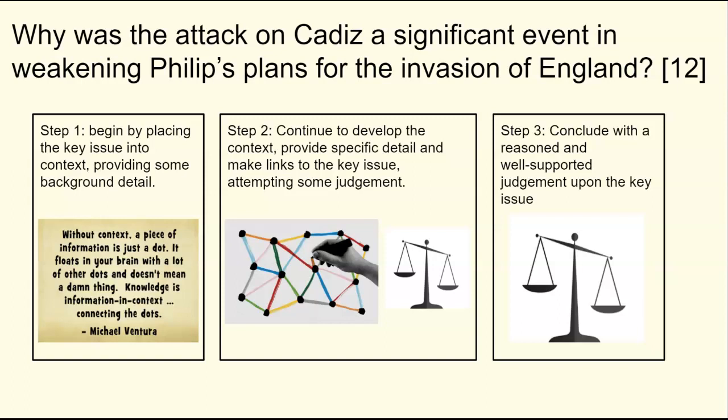So you'd give a specific detail and then you'd say to yourself, does this prove that it was significant for weakening Philip's plan? Then you'd make another point. Does this prove that it was significant in weakening Philip's plan? You need to keep asking yourself that question. And ultimately, by asking yourself that question, is this evidence? Is this supporting that idea? You are beginning to make a judgment because you are beginning to say whether or not the key piece of information that you have about this attack on Cadiz was significant in weakening Philip's plans for the invasion of England.